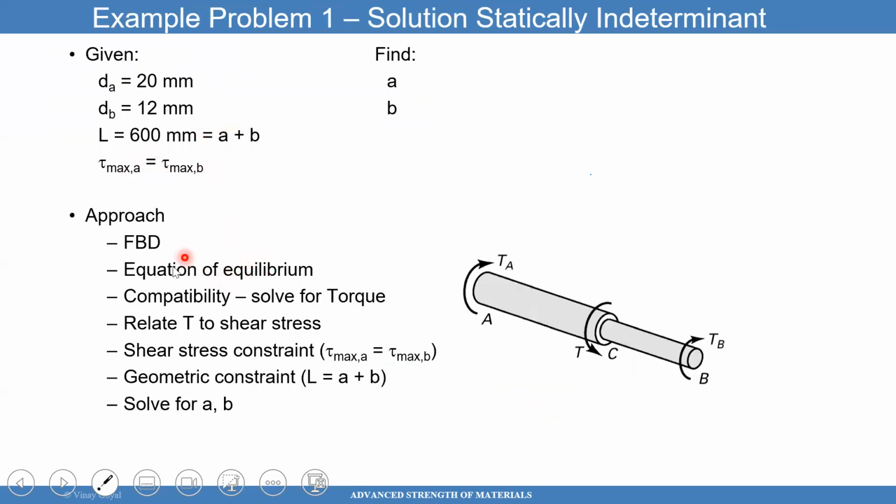So all you have to do is do a free body diagram. The free body diagram tells you that the torque at this end should be torque A, and this should be torque B. And at the center where the torque is applied, not center, but at point C, we apply a torque T.